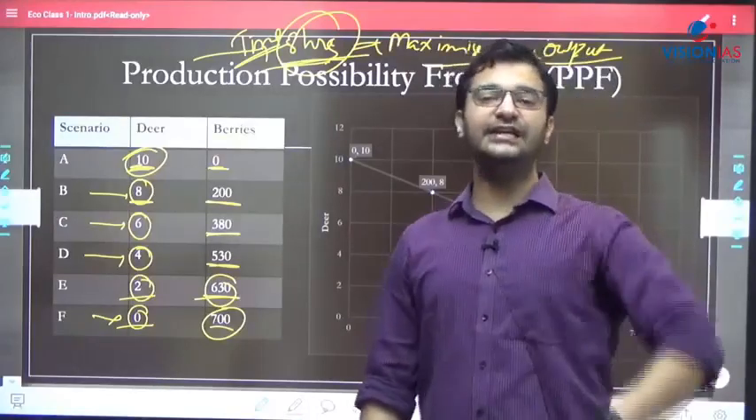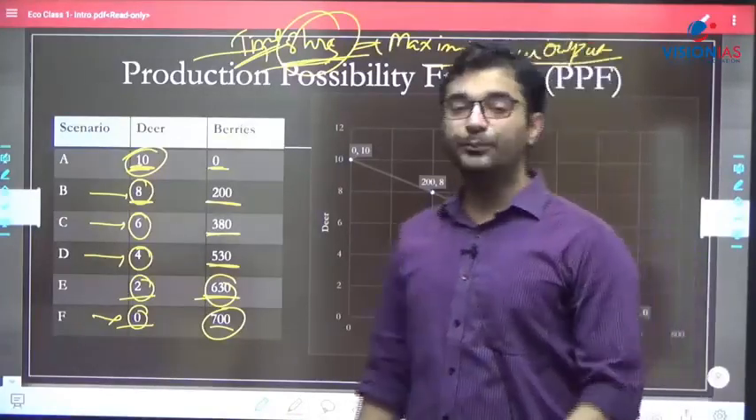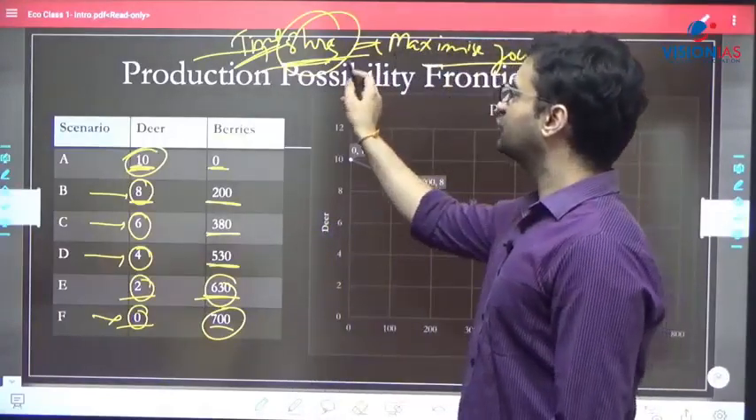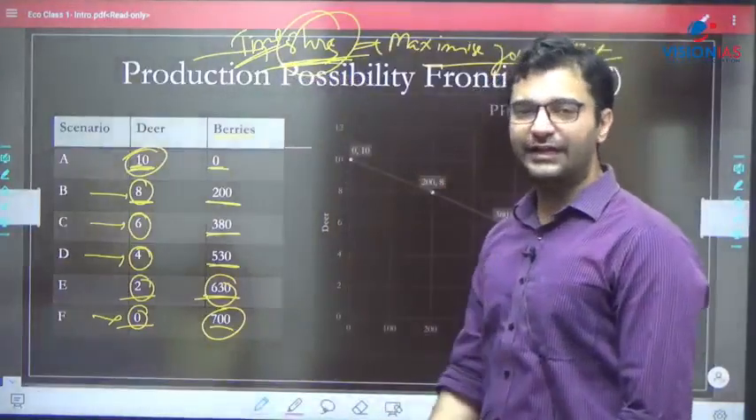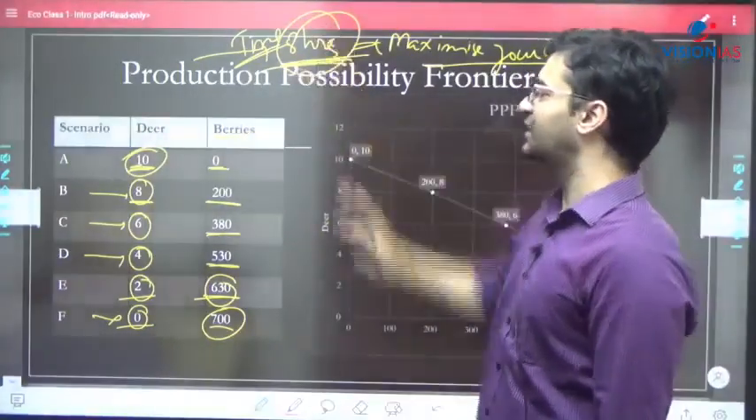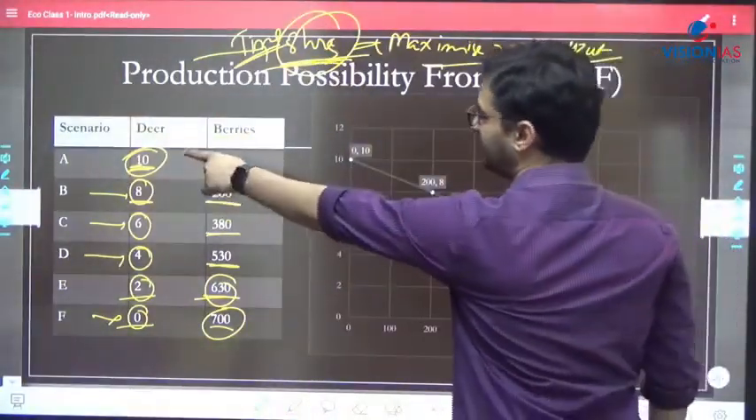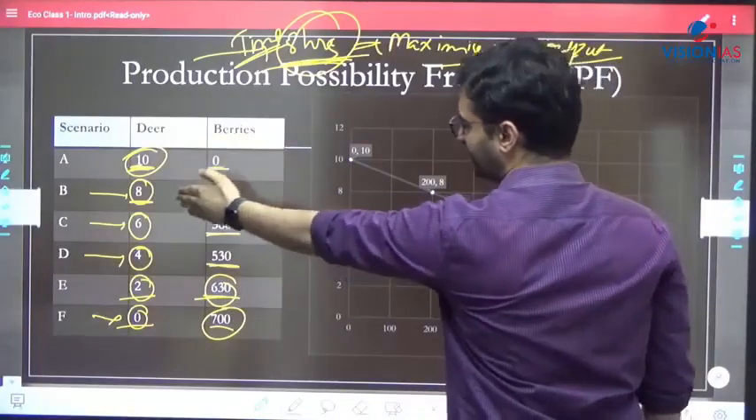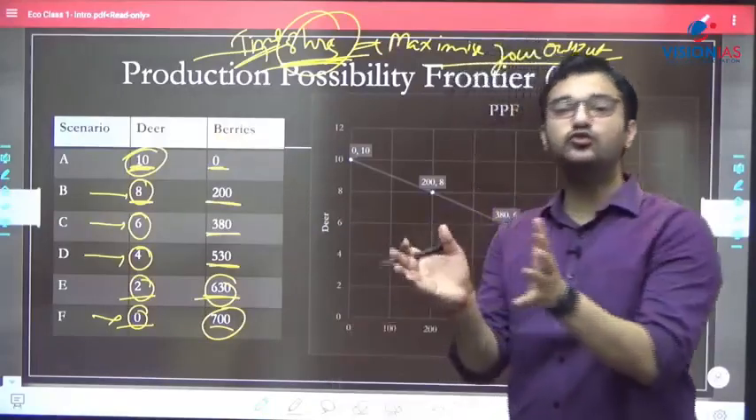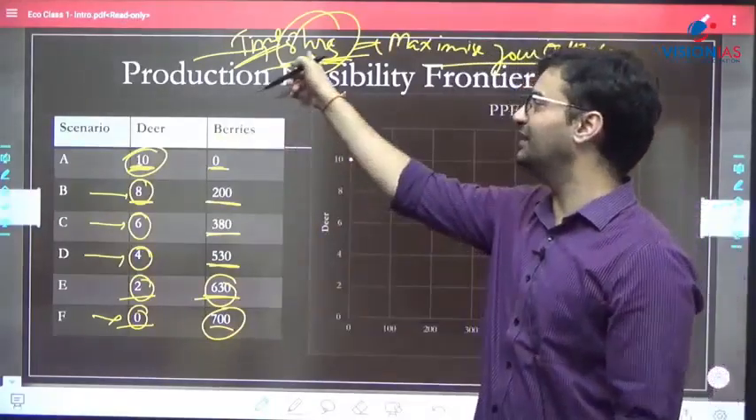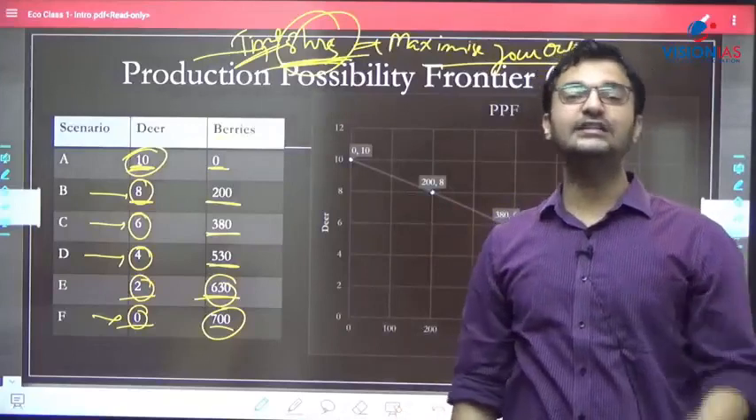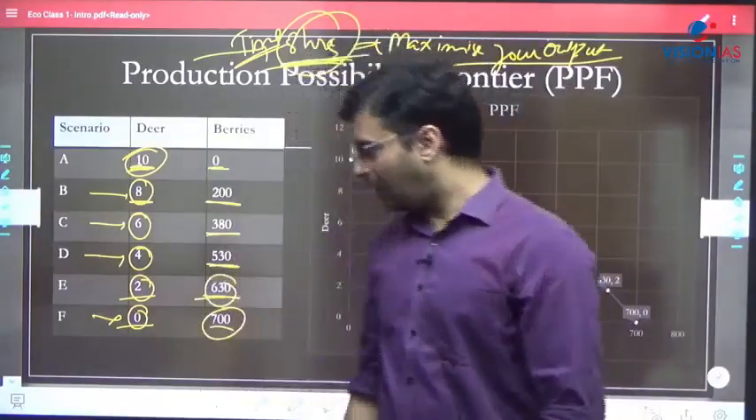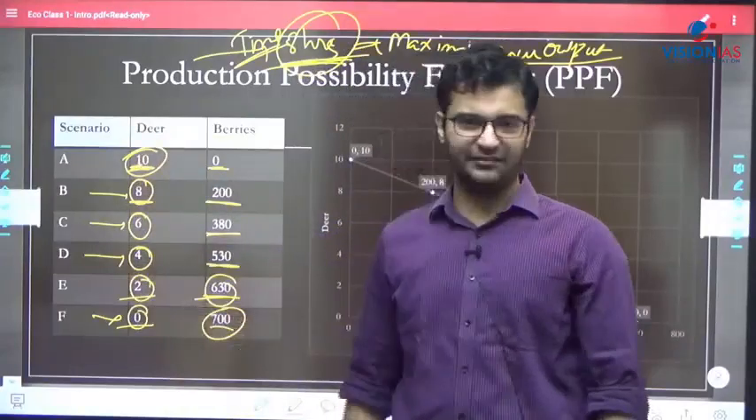These A, B, C, D, E, F are nothing but your production possibilities. How can you spend your limited resource of 8 hours of time? How can you utilize your 8 hours in either hunting or gathering? If you hunt this much, you gather this much. So these are various combinations in which you can utilize your resource, various production possibilities.